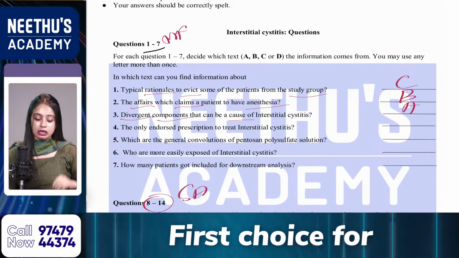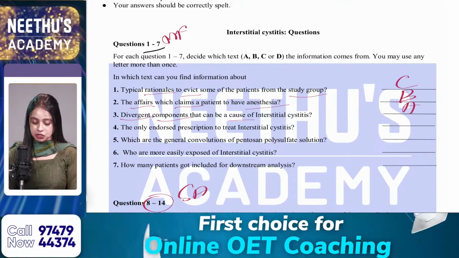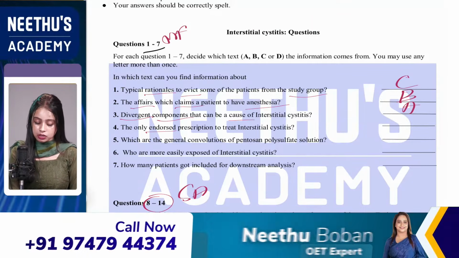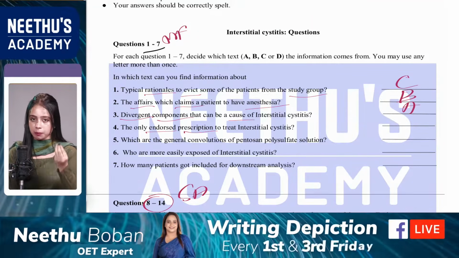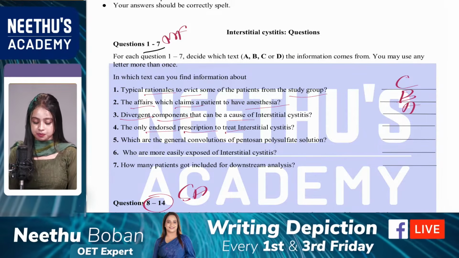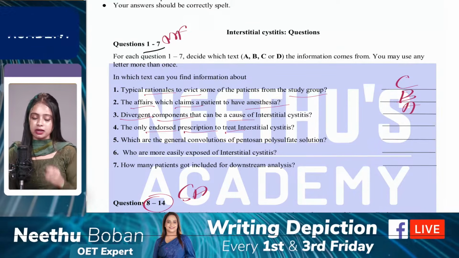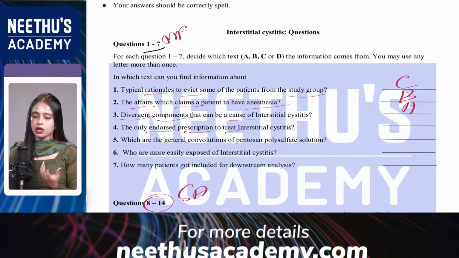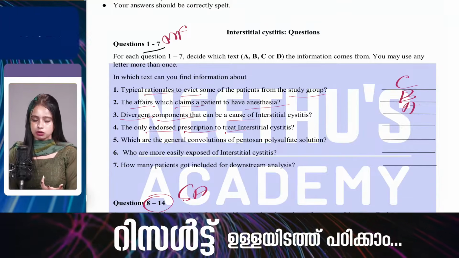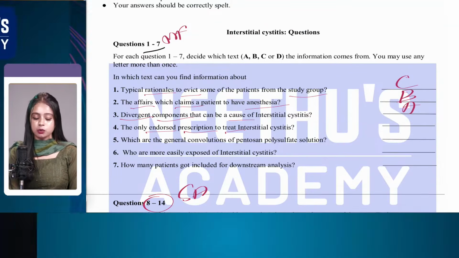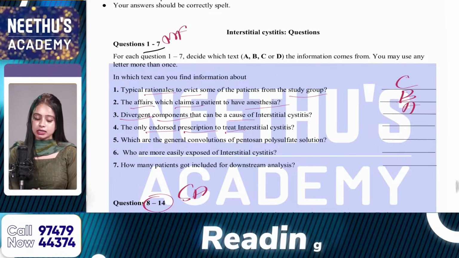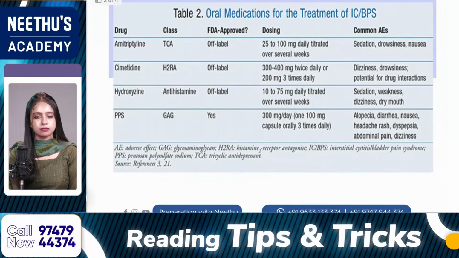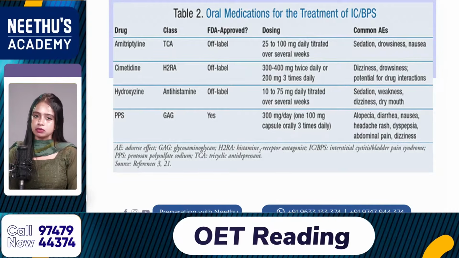Then the fourth one, the only endorsed prescription to treat interstitial cystitis. So my keywords: endorsed prescription, the medicine, then treats. Endorsed, which means approved medicine, government approved. So which is the endorsed prescription to treat interstitial cystitis? And where have they mentioned the medicines? Of course, from text D.